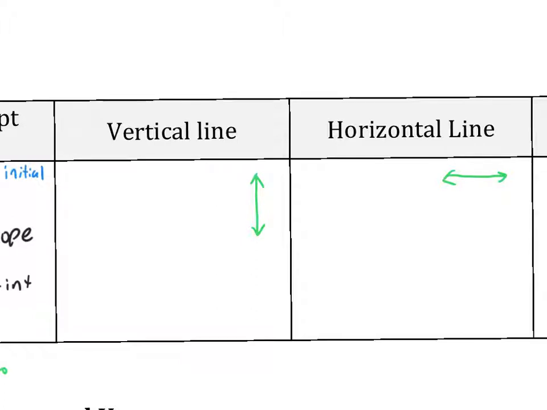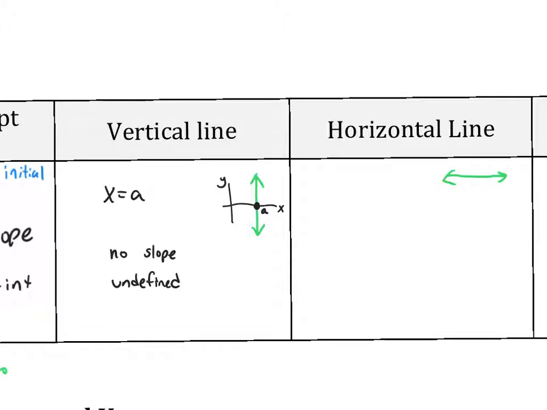So a vertical line always looks like this. It only crosses the x-axis. This is my x right here, and this is my y. So that means x has to be some value, but y isn't. There is no y, so we ignore it. In this case, we say it has no slope. Another way of saying that, it has undefined slope.